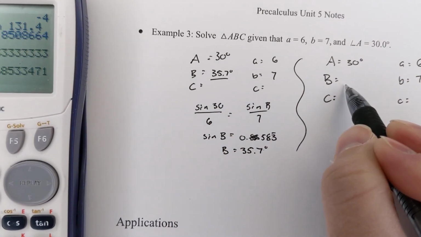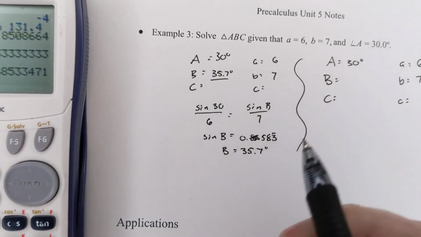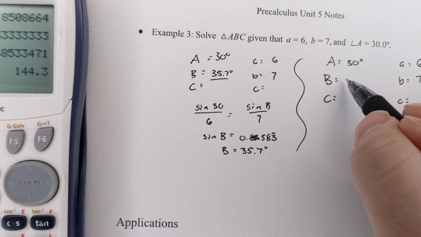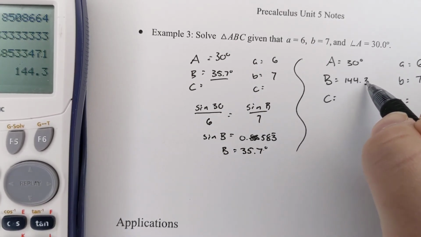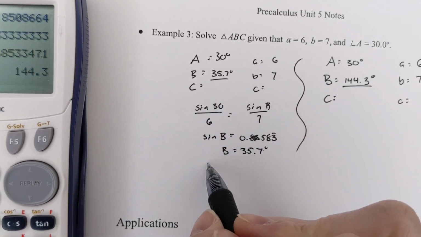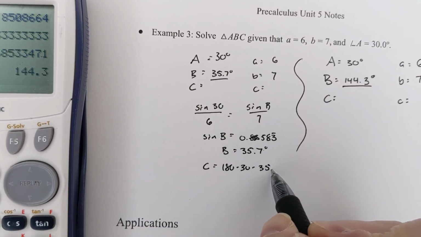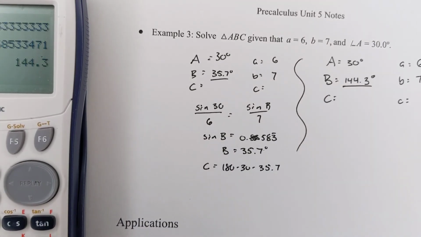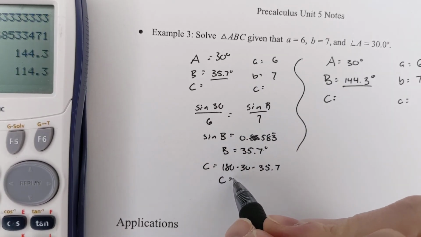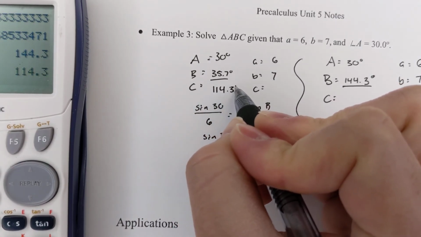Now remember, this angle B is supplementary. It has to add to 180. So to get this angle B, I take 180 minus 35.7. So if there is a second triangle, this angle B is 144.3 degrees. So over here, I can find C. So angle C equals 180 minus 30 minus 35.7. So angle C is 114.3 in this triangle.